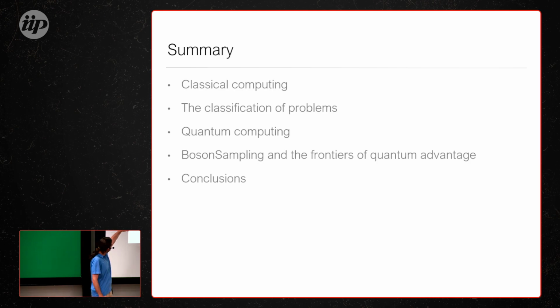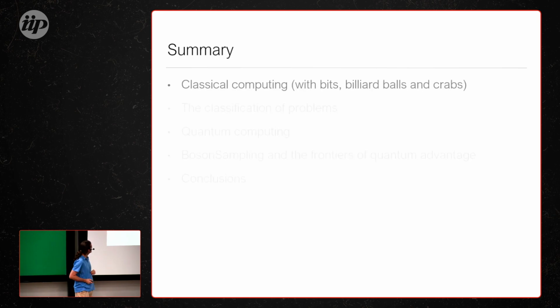And I'll tell you a little bit about boson sampling, which is what I work on, and how it fits in this broader picture of quantum advantage. And then we'll wrap up. So let's start with what a classical computer is. Oh, and by the way, feel free to interrupt me and ask questions at any moment.